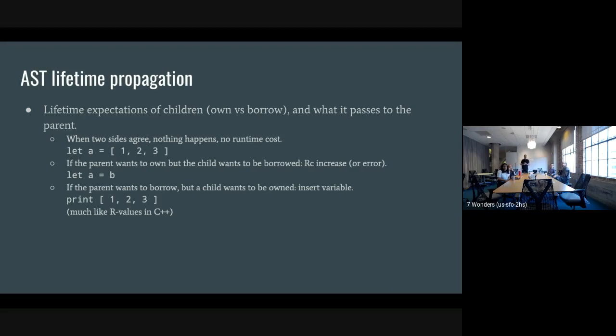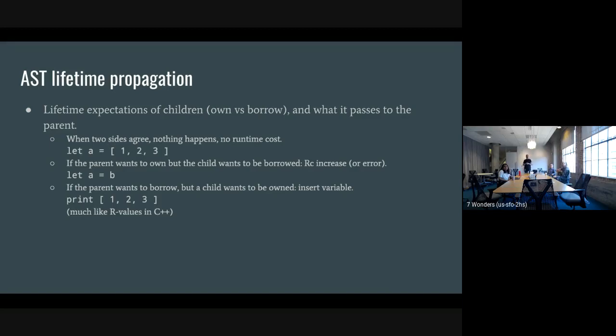For example, if the parent says, I want to own you, but the child says, I would prefer to be borrowed. For example, in this example, the B says, I want to be borrowed, and A says, I want to own you. So there is a clash there. And by default, what happens here is that a reference count increase gets inserted. Now, this situation apparently doesn't happen that often in code. And like I said, optionally, at some point in the future, this can also be an error if the programmer desires that to be an error.